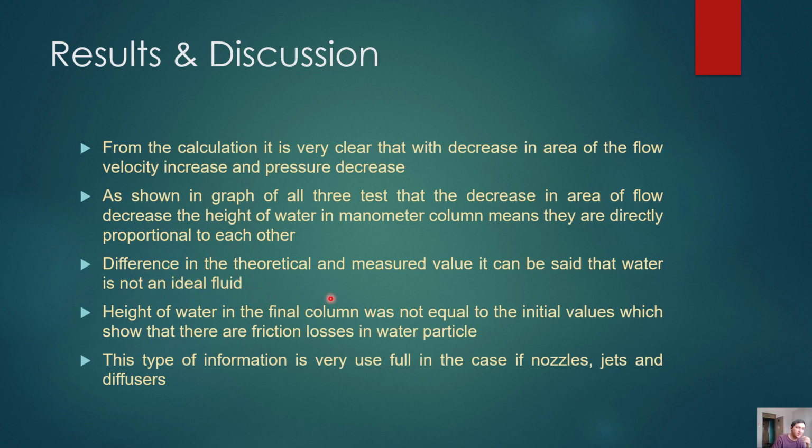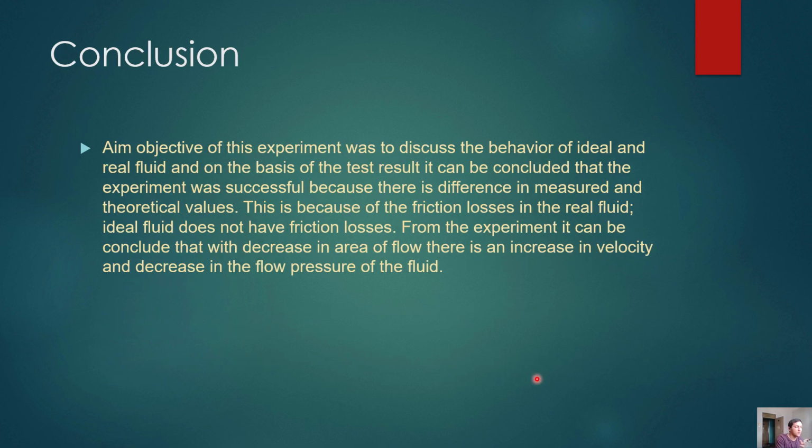Regarding the difference in the theoretical and measured values, it can be said that the water is not an ideal fluid. The height of the water in the final column was not equal to the initial values, which shows that there are friction losses, which again restates that it is not an ideal fluid, because in an ideal fluid there are no friction losses. This type of information is very useful in the case of nozzles, jets, and diffusers.